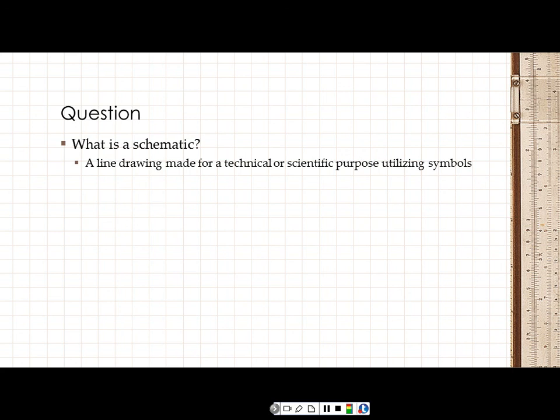The book basically leaves off: a line drawing made for technical and scientific purpose. And I'm the one that added utilizing symbols, because that's what a schematic is. But what we do is we have lines. Every one of these schematics has lines. But then we use symbols to represent other things besides lines, right? You understand what I'm saying?